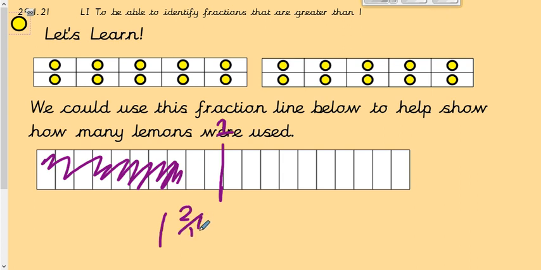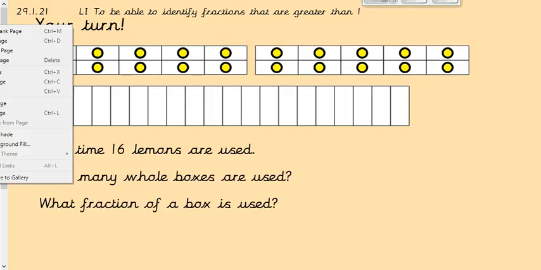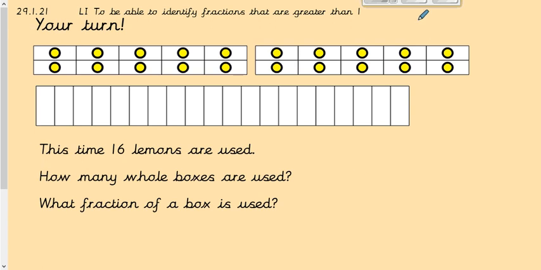Okay, so you could also use a number line to help you work it out as well. So now I want you to have a go. So this time 16 lemons are used. So how many whole boxes are used? That's the first thing you've got to think of. And then what fraction of the other boxes is used? So look at how many whole boxes are used and then think about the fraction that's left over. If you're not sure, then we'll go through it together now.